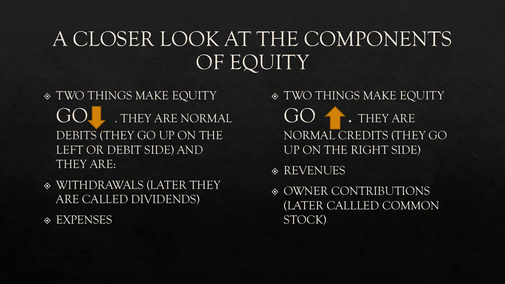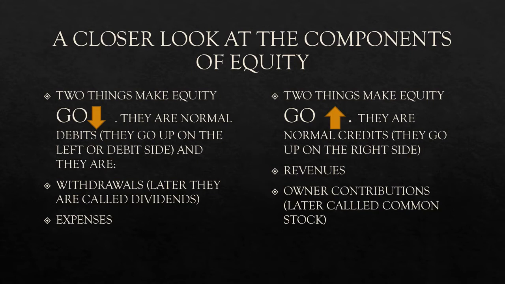The 2 things that make it go down are withdrawals, and later on we're going to call those dividends when we start talking about larger corporations, and expenses. Expenses are drags on the revenue of a corporation or a company, and they therefore make your equity go down. They would represent things like salary expense, wages expense, taxes expense and so forth.